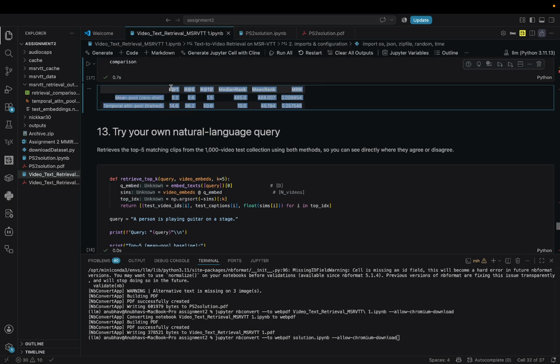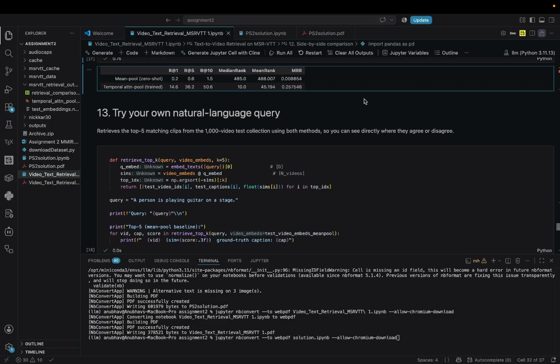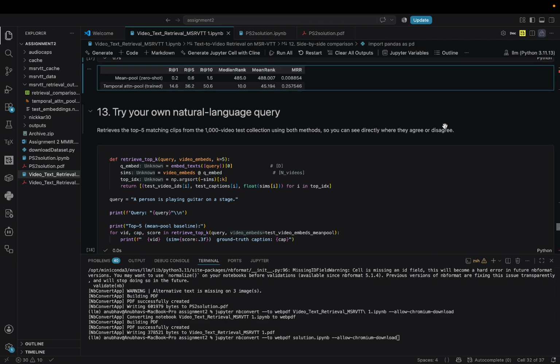So the median rank is 485 for baseline and 10 for temporal. Mean rank is 488 for the mean pool baseline and 45.5 for temporal. MRR is 0.0089 for the mean pool zero-shot baseline and 0.2575 for the temporal attention pool, the trained one.